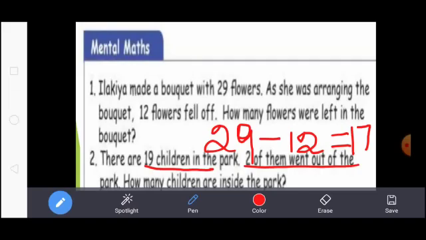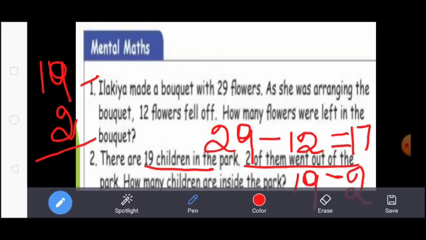There are how many children in the park? 19 children. How many children went out of the park? 2 children. How do you find how many children are inside the park? You subtract 2 children from 19 children. 19 minus 2. First you do subtraction in ones place. 9 minus 2 how much? 7. Here number not given, so you write 1. So total 17 children. How many children are inside the park? 17 children.